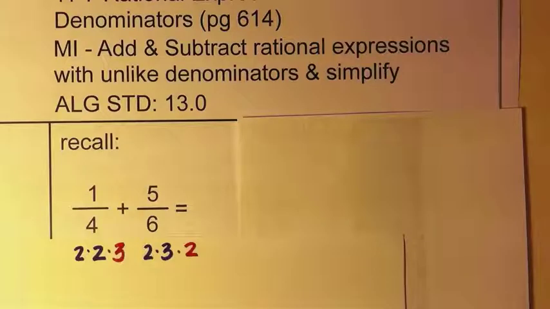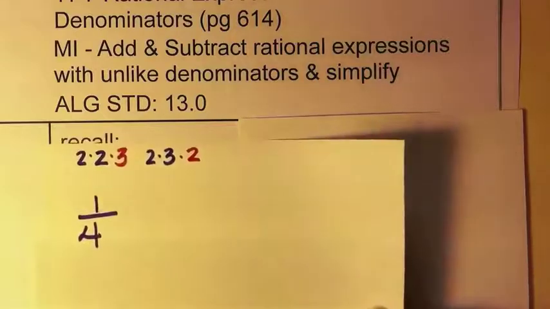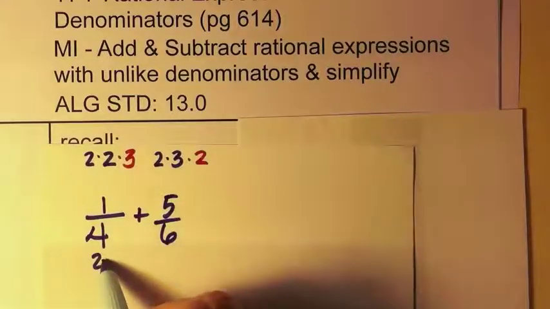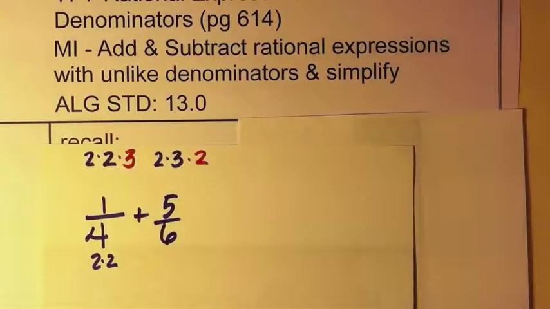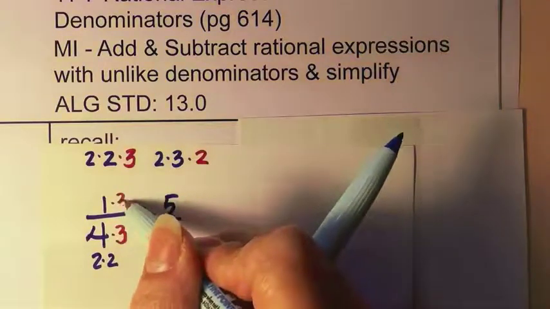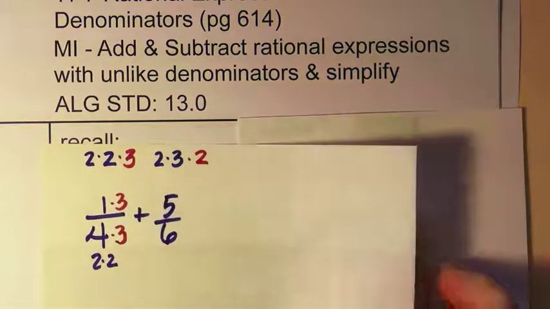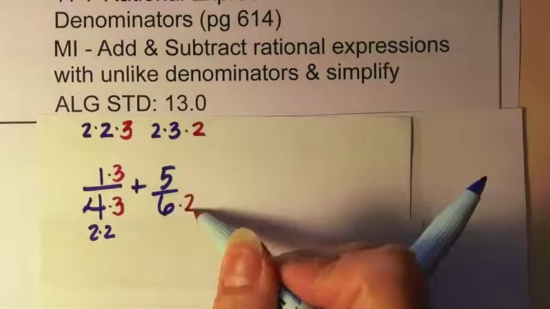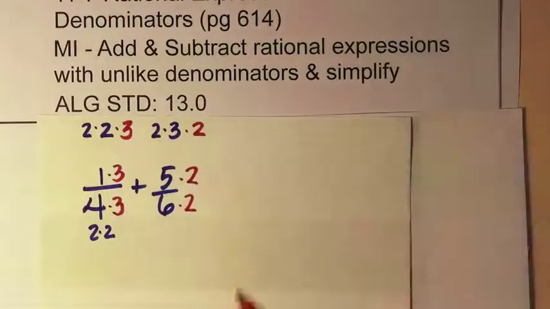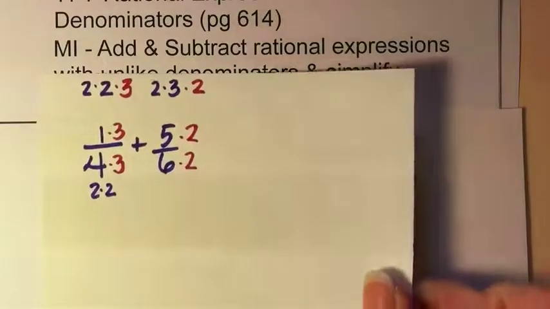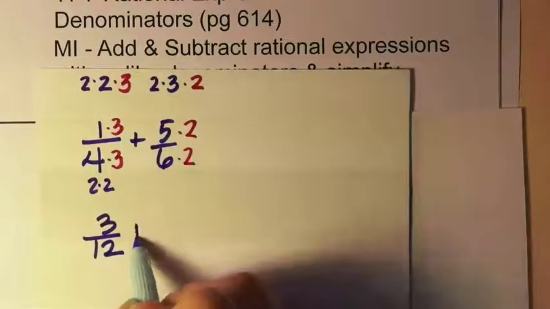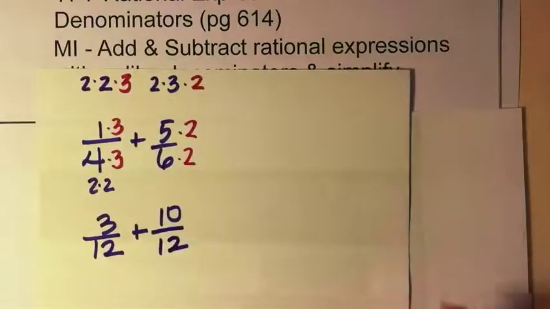So now this is what it's going to look like. I have 1/4 plus 5/6. Since this was 2 times 2, it needed a 3. We're going to give it a 3 on the bottom and on the top. Whatever you do to the bottom, you do to the top. And same thing with the 5/6. I'm going to give that one a 2, so I'm going to give the bottom and top a 2 as well. Now we're going to simplify, and this would now become 3/12 plus 10/12, and we've made a common denominator.